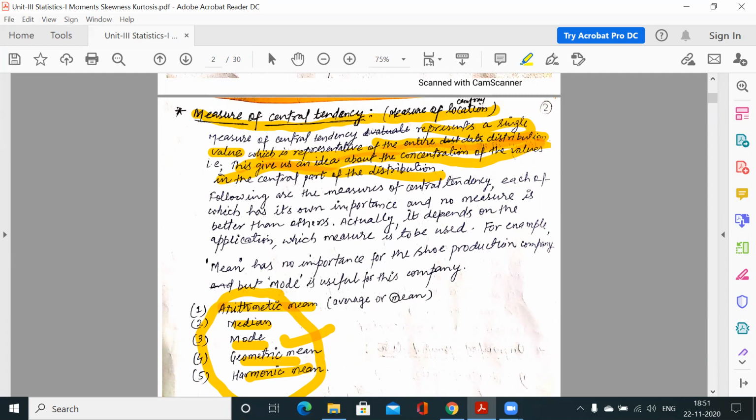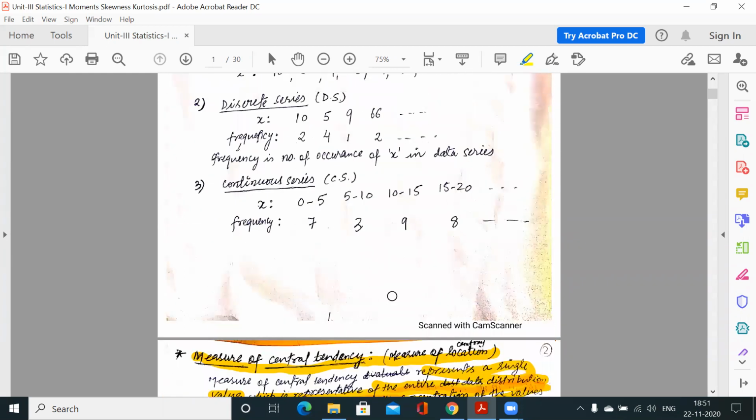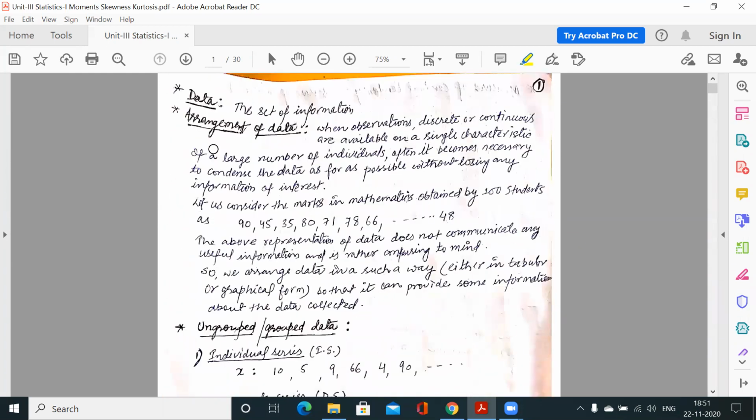So first we know about the data. I think you all know what data is. Data is the set of information. Whatever we have collected from the population or the sample is the data, because it contains some information. So a set of information is data.